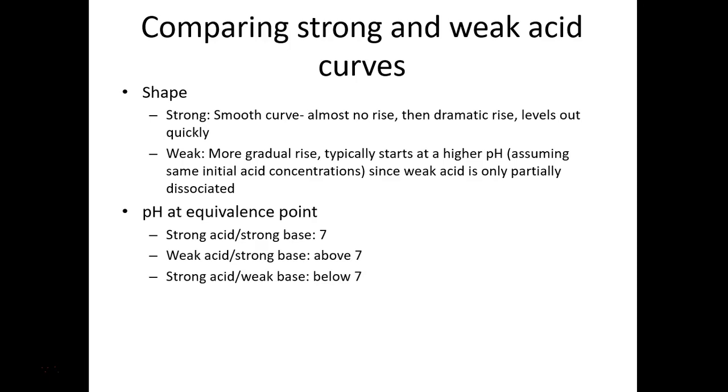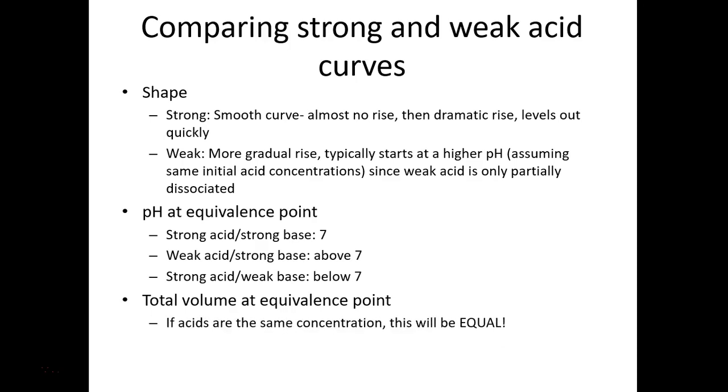And in a strong acid, weak base titration, it would be below 7. The total volume at equivalence point: if we have a strong acid and a weak acid solution of equal concentrations, the total volume at the equivalence point should be equal, okay? And that's because it takes the same number of moles to completely neutralize them.